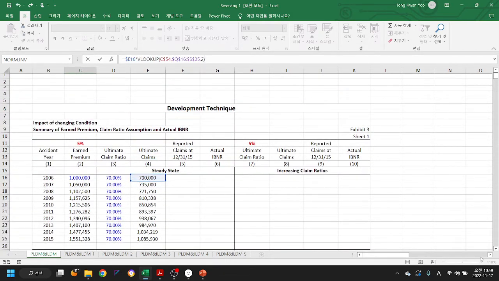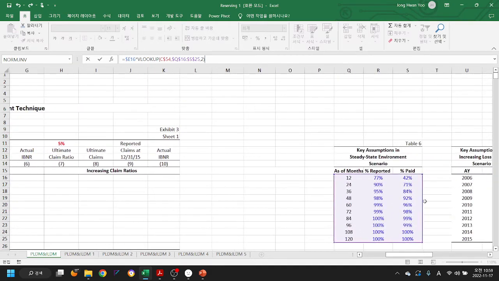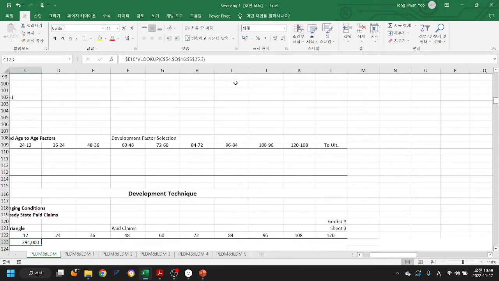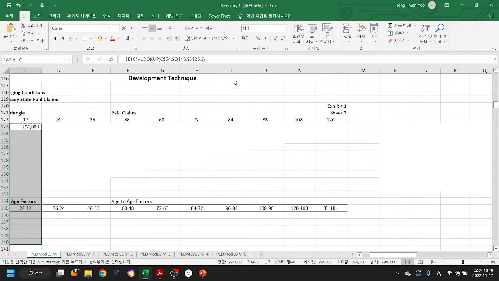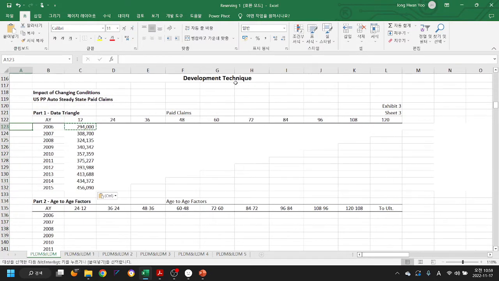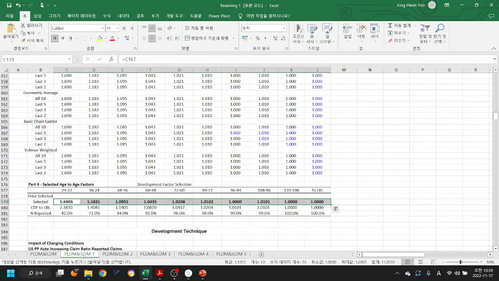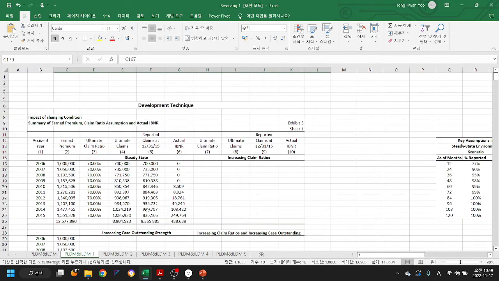Ultimate claims is the same. And this time I read the payment ratio. So now you can understand how I do the job, and I'll show you how I have done.